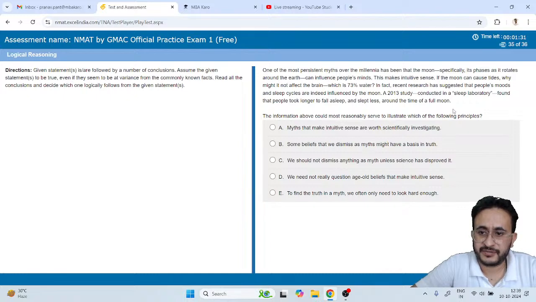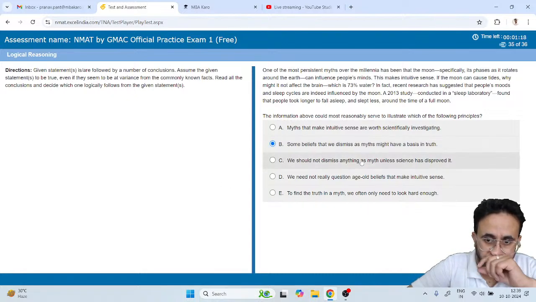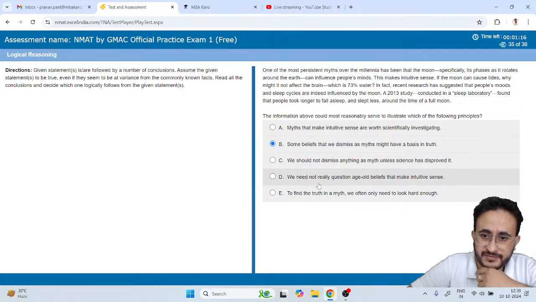Reasonably serve to illustrate which of the following principles? Myths that make intuitive sense are worth scientifically investigating. Not all. Might have a basis in truth. So "might" is talking about a possibility. We should not dismiss a myth. We need not really question old age beliefs. No, that "might" is thinking of a possibility.